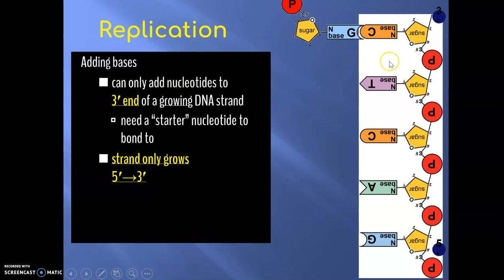So adding the bases, you can only add nucleotides to the 3' end of a growing DNA strand. So you need a starter nucleotide to bond. The strand only grows 5' to 3'. So the new strand will be 5' to 3' because you can only add to the 3' end.